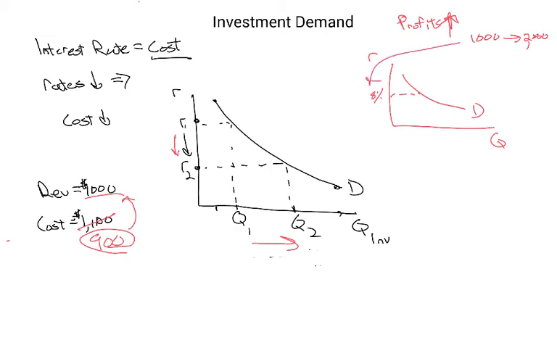So what would happen in this case, if businesses became more optimistic, you would see an increase in the demand for investment, and then you would see that represented here by an increase in the quantity of investment. So here would be where we were before, and then after the increase in investment demand, there would obviously be a higher quantity of investment in the economy.